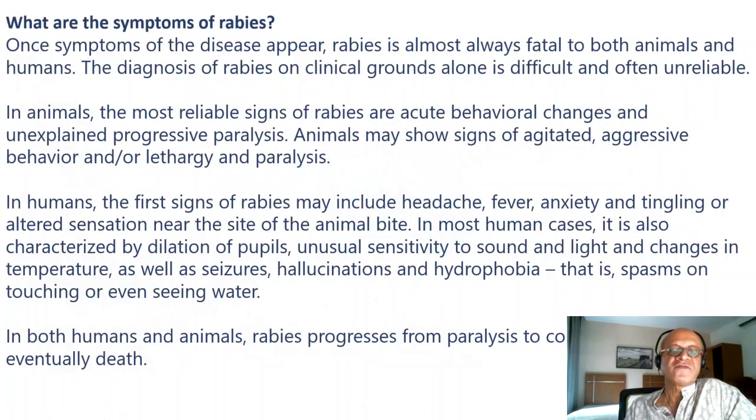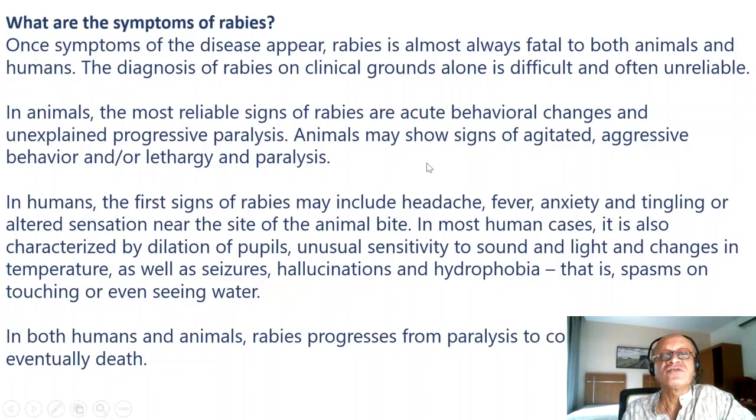What are the symptoms of rabies? Once symptoms of the disease appear, rabies is almost always fatal to both animals and humans. Diagnosis of rabies on clinical grounds alone is difficult and often unreliable, so it's a very difficult disease to diagnose. But now vaccinating the dogs is important, and as soon as you get a dog bite, obviously people have to rush to the doctor and get all those shots. I think you need something like 10 or 12 shots to prevent rabies, even if you don't know whether the dog actually has rabies or not.